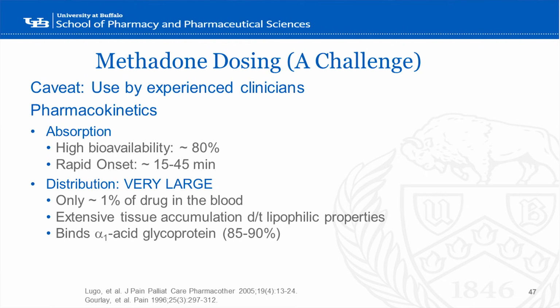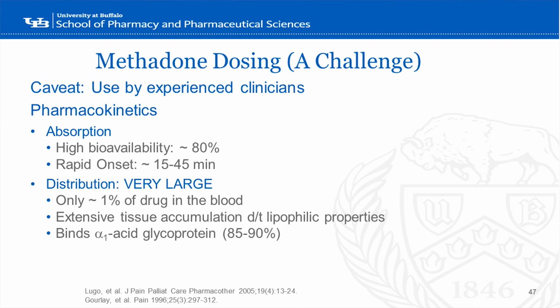says it should be used by experienced clinicians. Some of the complications when dosing are involving its pharmacokinetics, where from an absorption standpoint, it's highly bioavailable with often a rapid onset of 15 to 45 minutes. And although this is a little bit longer than some of the short-acting opioids, methadone can be used as a short-acting opioid or as a breakthrough pain opioid.